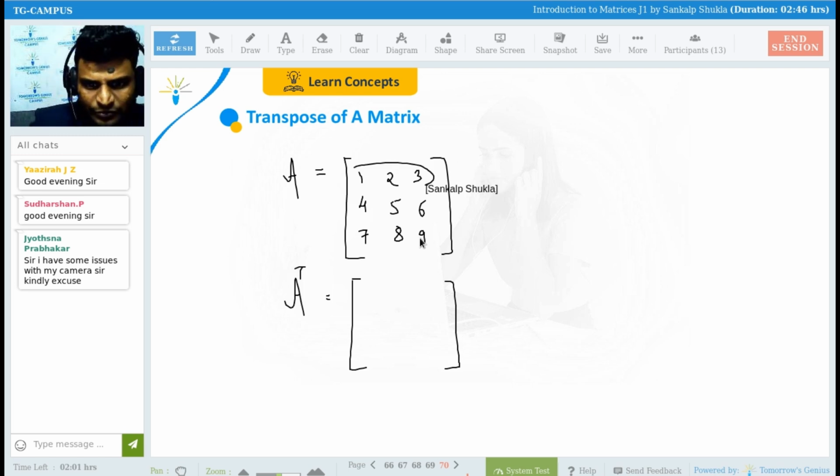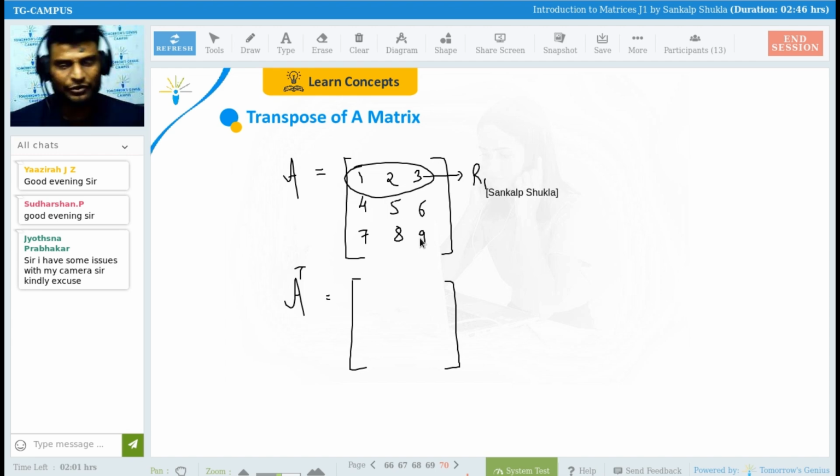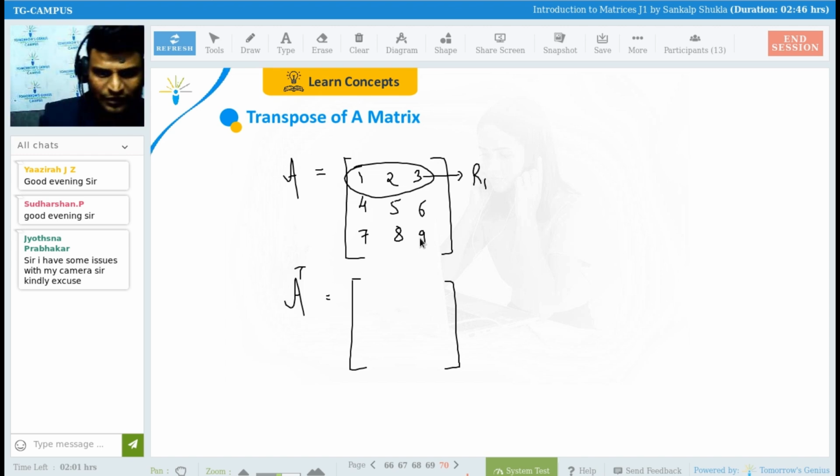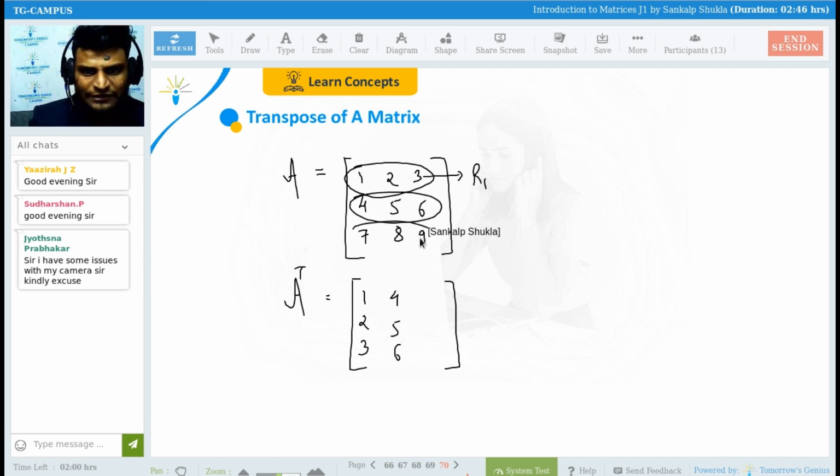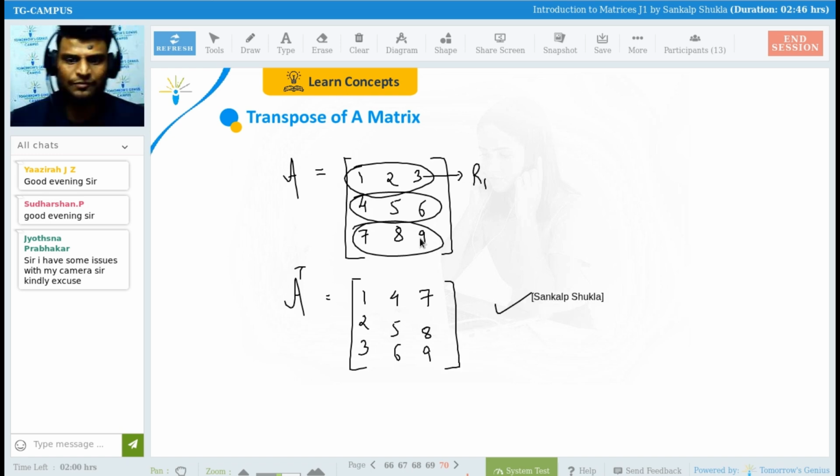Like 1, 2, 3 is supposed to be the row in the original matrix. This is R1. What you have to do is you just have to interchange rows and columns. So R1 will become C1 now in case of transpose. So I have to write the elements in C1. So that will become 1, 2, 3. Again for the same R2 it will become 4, 5, 6. So R3 it will become C3. It will become 7, 8, 9. So this is the A transpose.